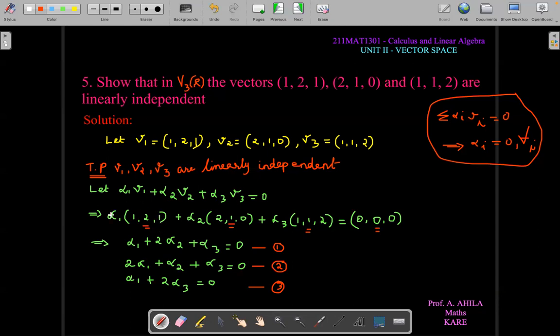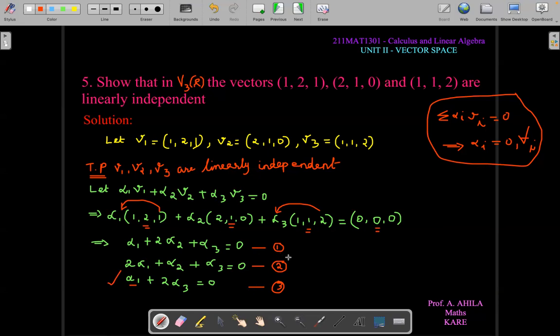Now third, 1 into alpha 1, plus 2. Here there is no alpha 2, the third value is 0, so the coefficient of alpha 2 goes 0. So we don't write the alpha 2 term, that is 0 into alpha 2. We move to the next term, 2 into alpha 3. So see here, 1 into alpha 1 plus 0 into alpha 2, we skip that, plus 2 into alpha 3. This gives you the third equation: alpha 1 plus 2 alpha 3 equal to 0.